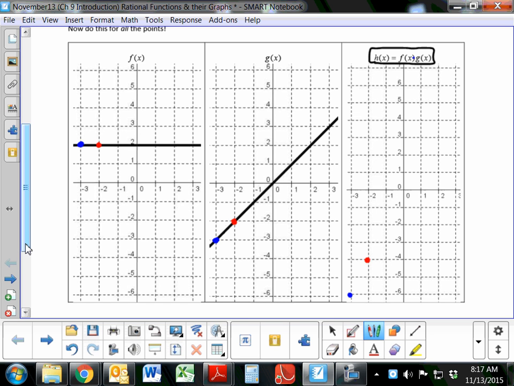And then I'm going to do it again. I'm going to go to -1 this time. At -1, how high is f? 2. How high is g? -1. So what is 2 times -1? Good. Guys are great little multipliers.